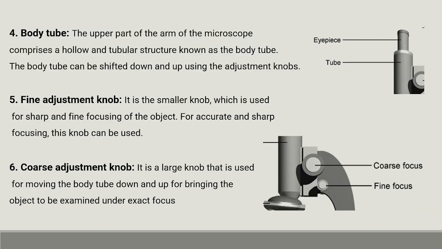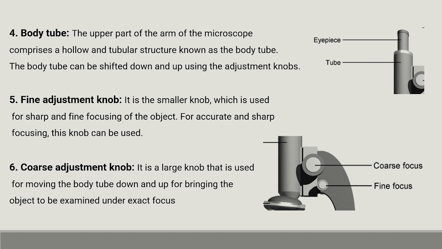Fourth one is body tube. It is the second uppermost part of the compound microscope. The upper part of the arm of the microscope comprises a hollow and tubular structure known as the body tube. The body tube can be shifted down and up using the adjustment knobs. So you can see in this image the uppermost part is where we put the eyepiece, and after that the whole part we call the body tube. It is a hollow cylindrical part which can be adjusted by using the adjustment knobs.